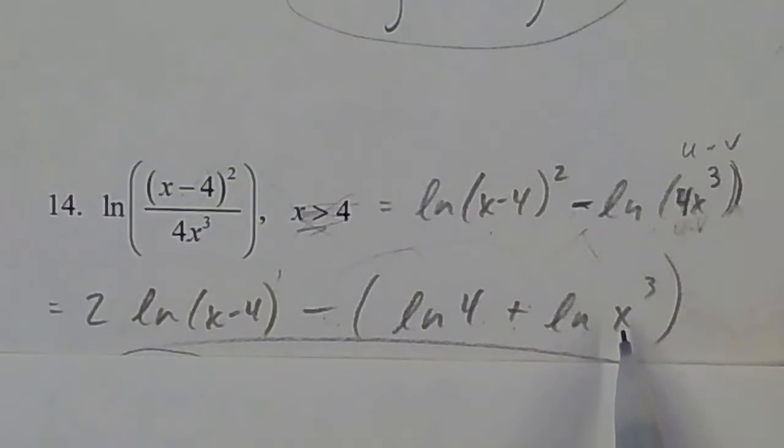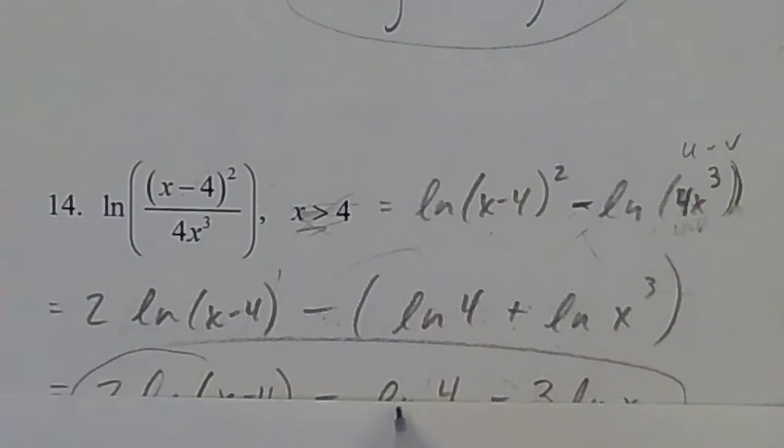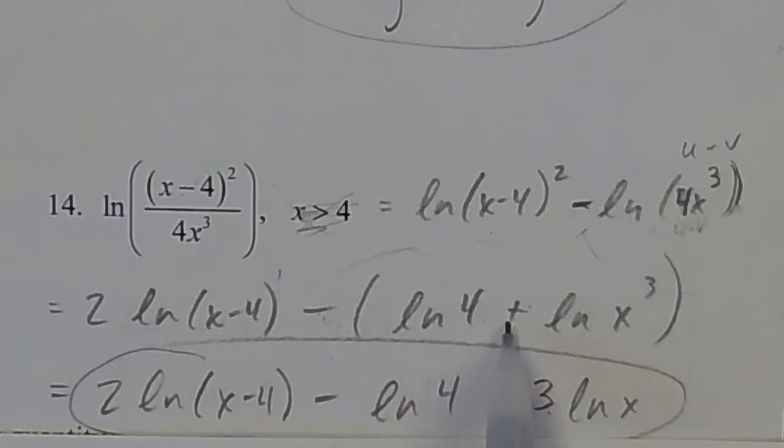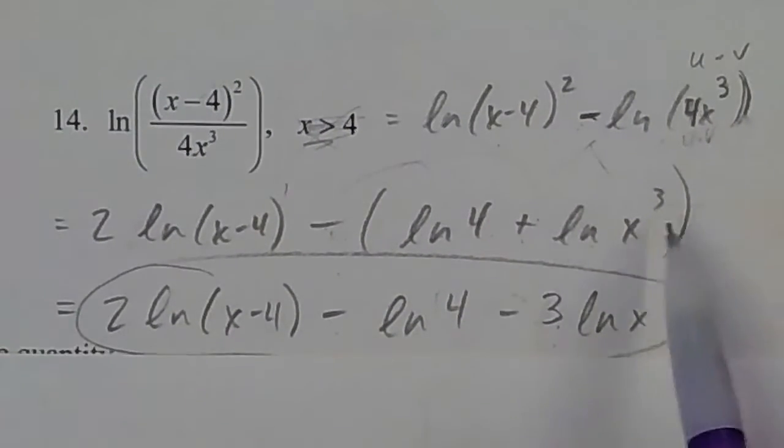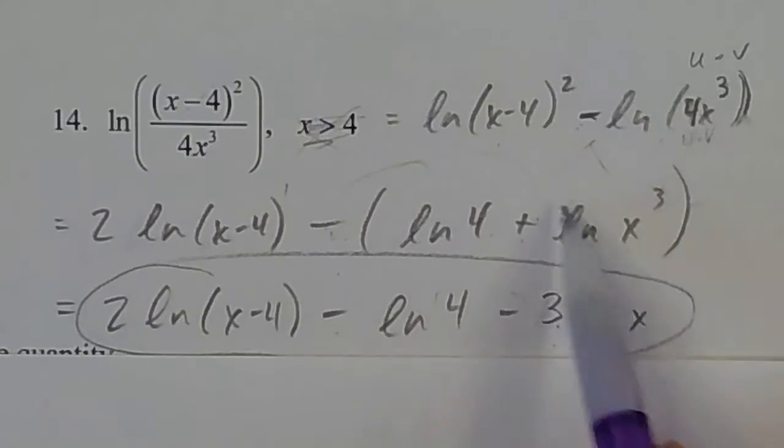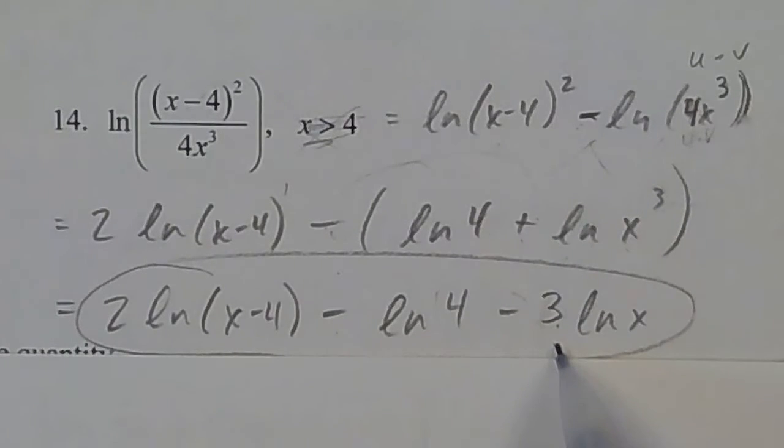But here's the trick. In algebra, whenever we're subtracting multiple things, I need to put that in parentheses and subtract both of these. So that minus will be applied to the natural log of 4, and it will be applied to the natural log of x cubed. Notice what I did there in the last step, though. I also used the power rule, took that 3, wrote it as a coefficient. So there's our final answer.